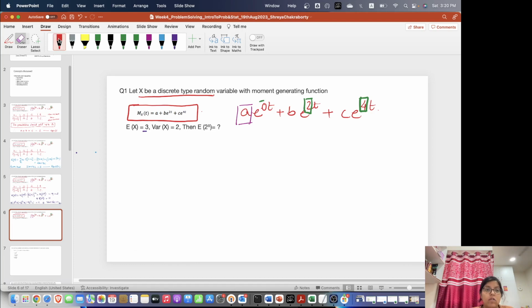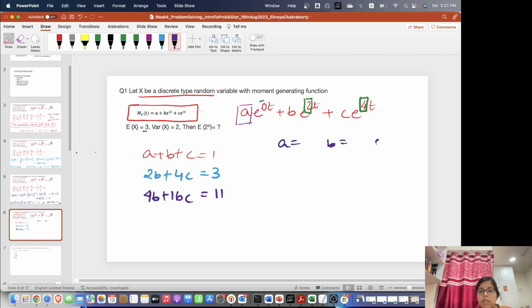Alright. So our equations were: the first equation was A + B + C = 1. The second equation was 2B + 4C = 3. And the third equation was 4B + 16C = 11. So what is A, what is B, and what is C?